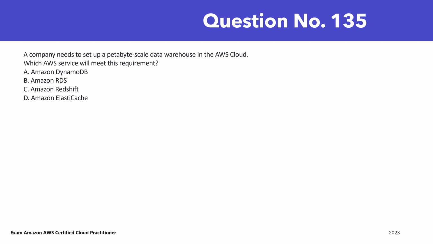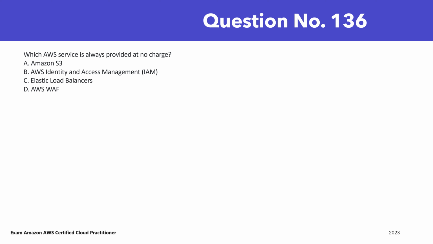A company needs to set up a petabyte scale data warehouse in the AWS Cloud. Which AWS service will meet this requirement? A. Amazon DynamoDB. B. Amazon RDS. C. Amazon Redshift. D. Amazon ElastiCache. Correct answer, C.